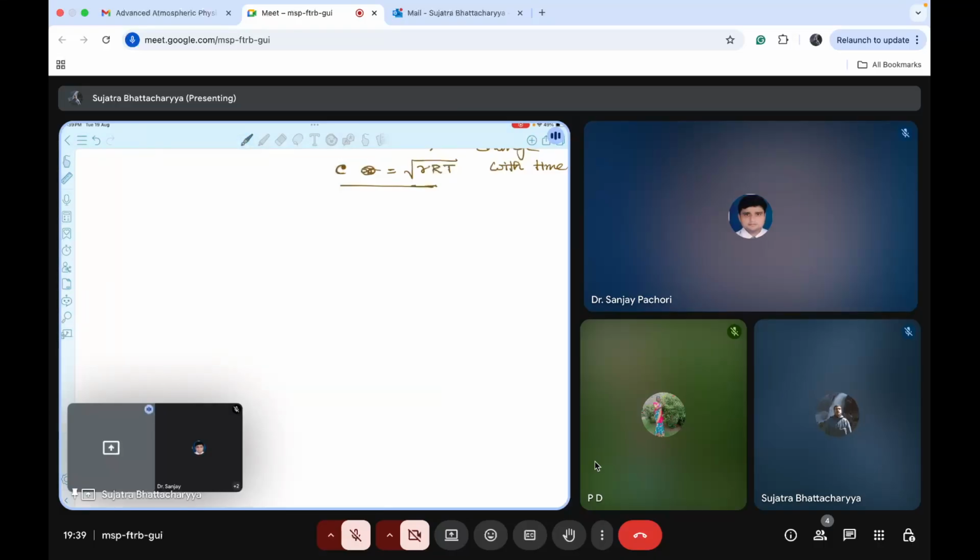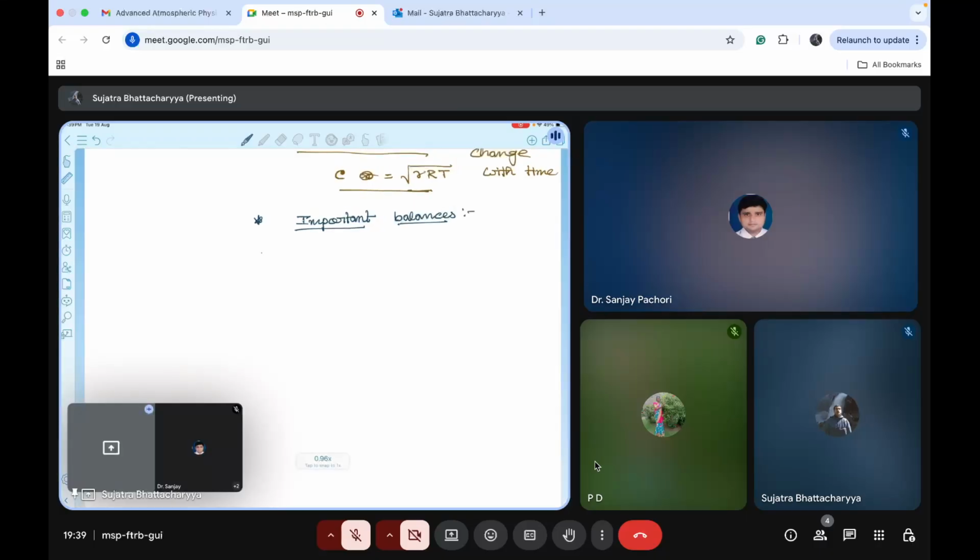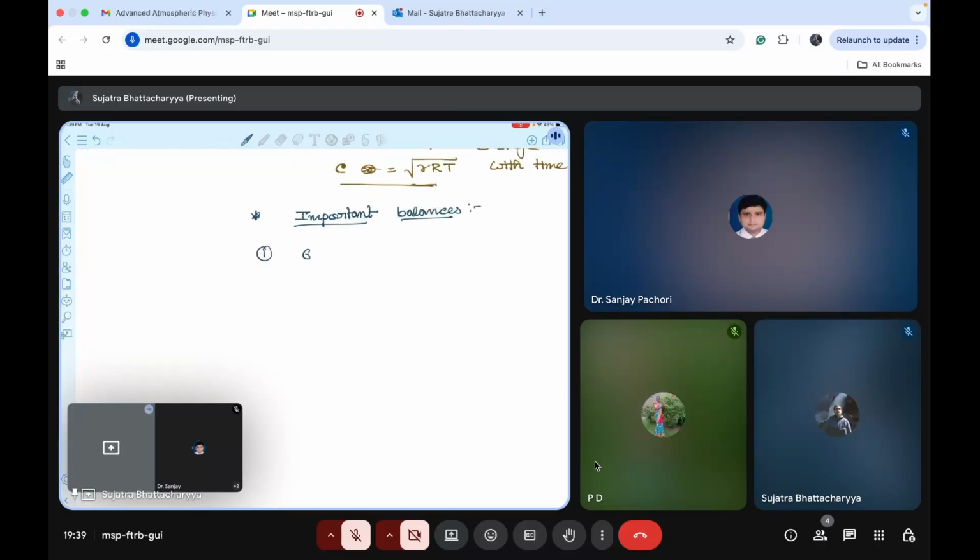Okay. But before that, let me star mark some important balances because I can see in assignment 4 there are some balances noted. Of course, these balances you can find on the internet, in Google. Fine. So first is what we have discussed today, that is the geostrophic balance. This is the balance between the pressure gradient force and the Coriolis force. This we have seen.